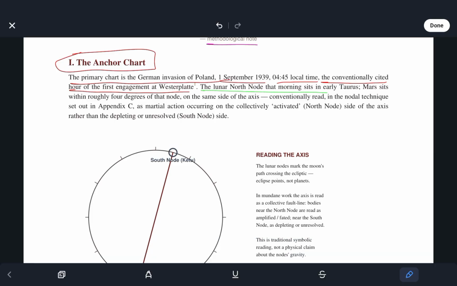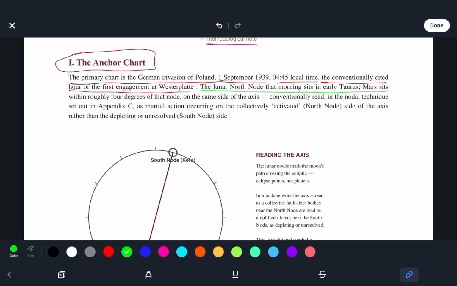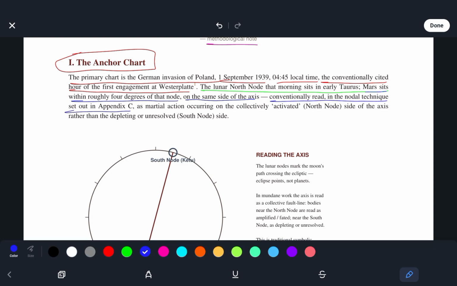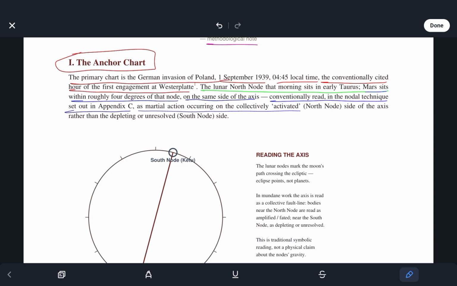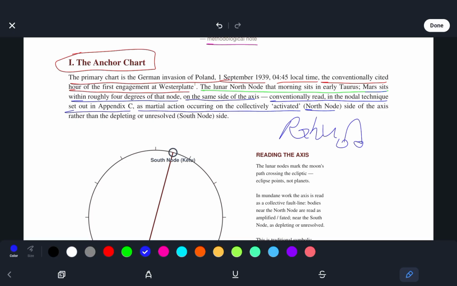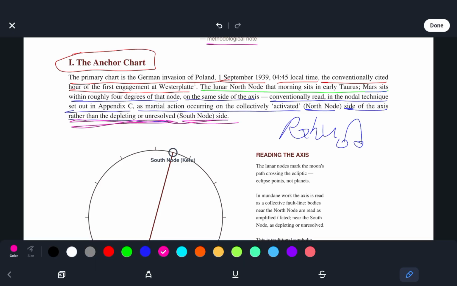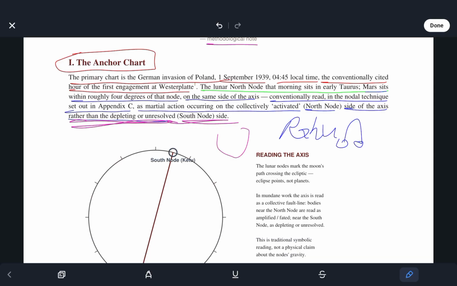The lunar north node, Rahu, that morning sits in early Taurus, while Mars sits within roughly 4 degrees of that node, on the same side of the axis. Conventionally read in the nodal technique set out in Appendix C, this has martial action occurring on the collectively activated Rahu side of the axis, rather than the depleting or unresolved south node side, which is Ketu.